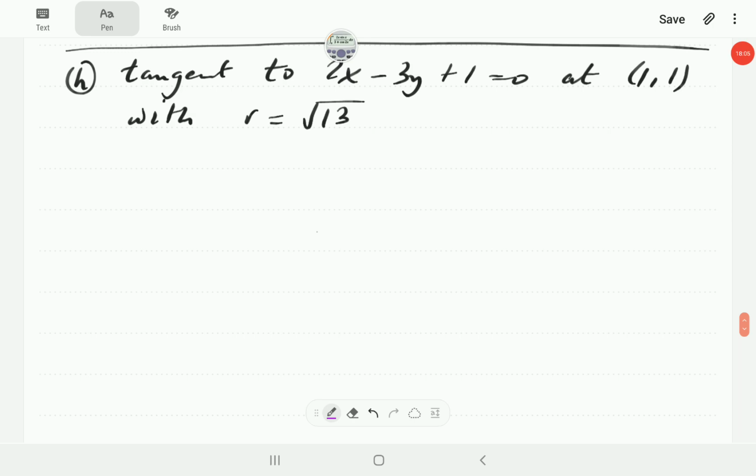Okay, in this example, we want to find a circle tangent to the straight line 2x minus 3y plus 1 equals to 0 at 1, 1. The point of tangents is given, and the radius is given to be square root 13. So again, little sketch here is going to be helpful.